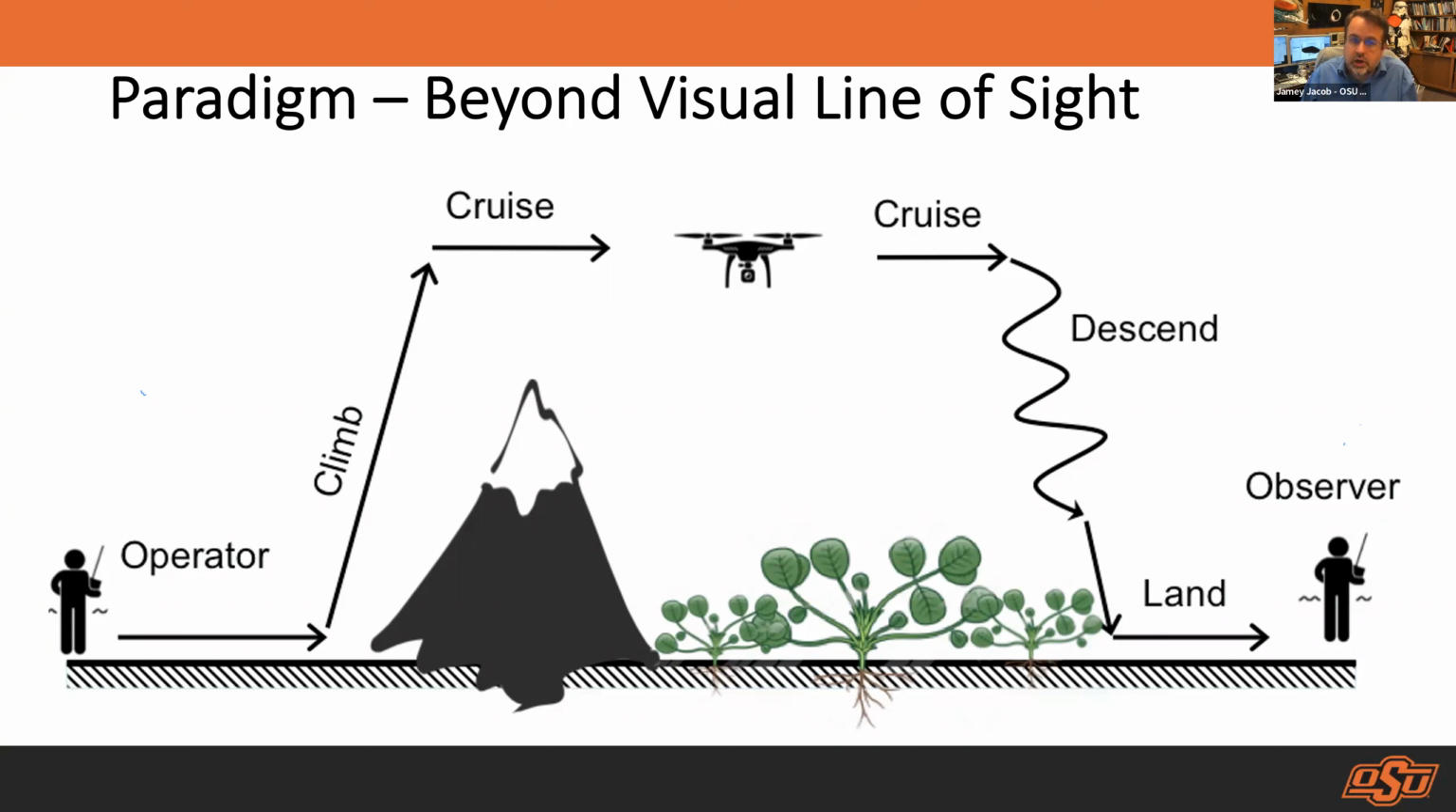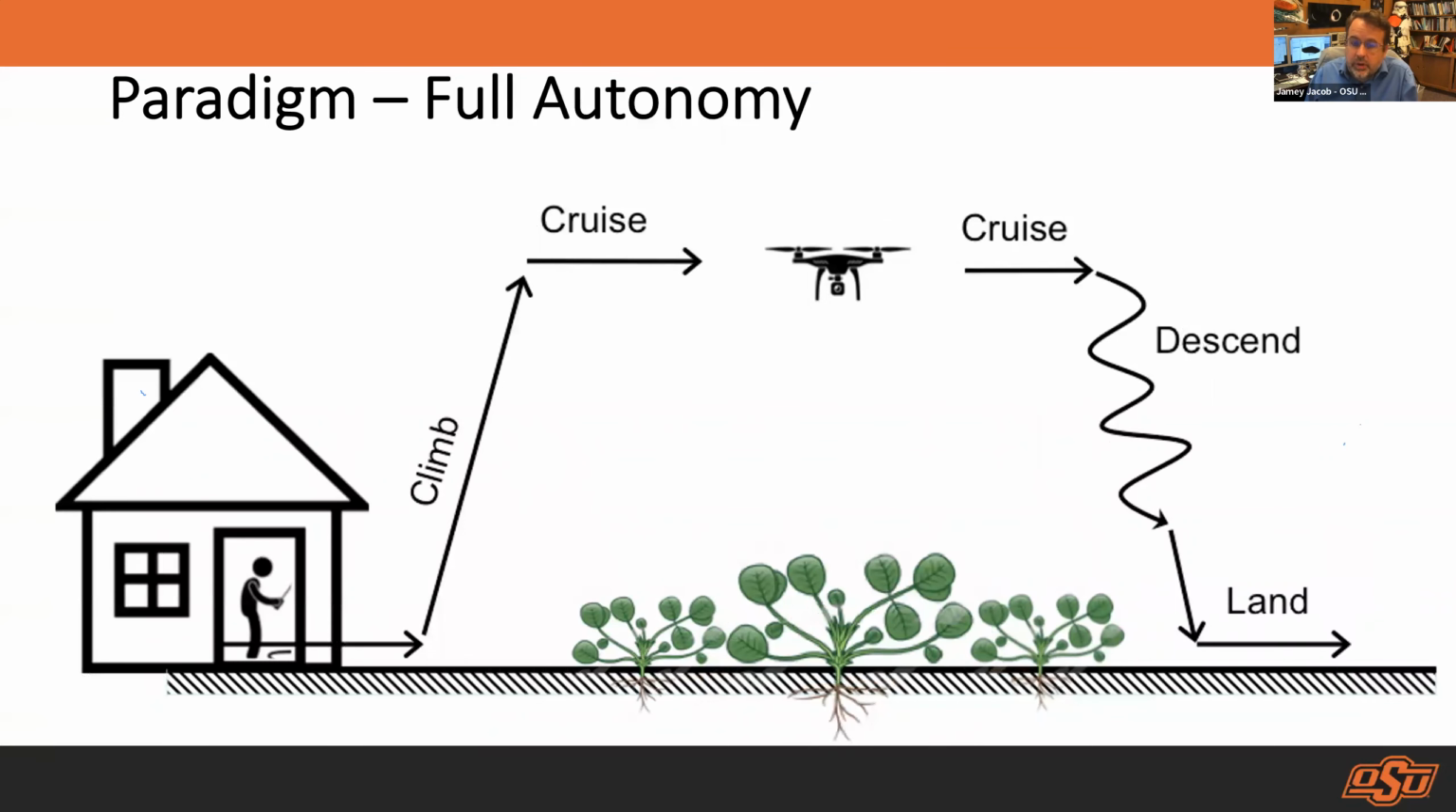Now, the FAA is starting to open these up as well, as long as the vehicle has other types of broadcasting capabilities on board, such as remote ID or ADS-B, or you have other ways to track the aircraft. Now, eventually, we'll get to the point where we have full autonomy. Now, this is possible right now, but it's not 100% reliable. And that's why we're not able to do this yet.